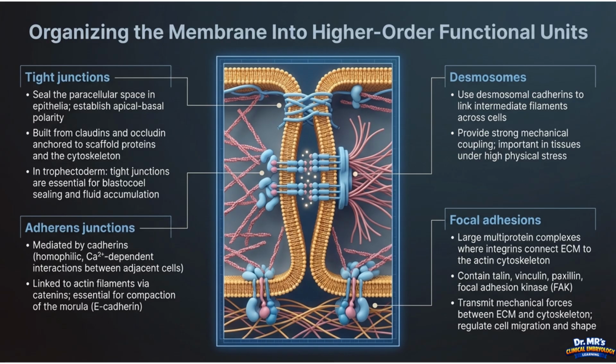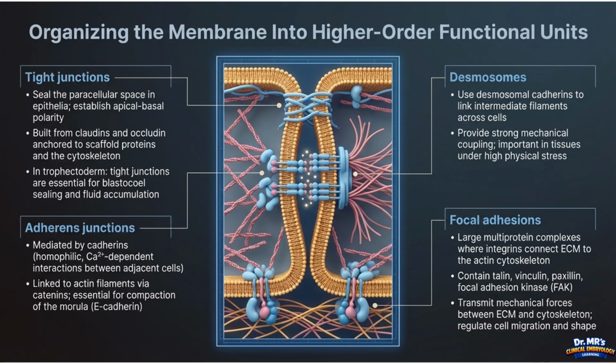Adherens junctions are perhaps the most developmentally significant in early embryology. They are mediated by cadherins, a family of calcium-dependent cell-cell adhesion proteins that engage in homophilic interactions. A cadherin on one cell surface binds to the same type of cadherin on the adjacent cell. The cytoplasmic tail of cadherin is connected through a family of proteins called catenins to the actin cytoskeleton.